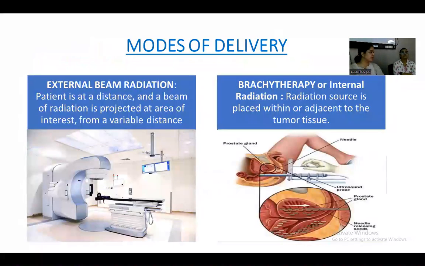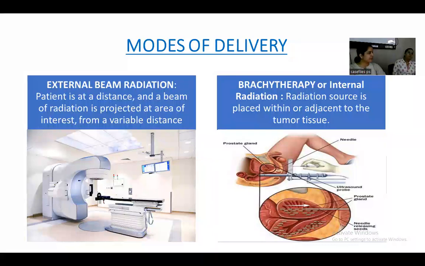Now coming to the modes of delivery. Radiotherapy can be delivered in 2 forms. One is external and another is internal. External is basically external beam radiation, where the ionizing radiations are delivered to the cancerous volume in the body from a distance via a machine. The machine generates the ionizing particles, which are then delivered to the body.